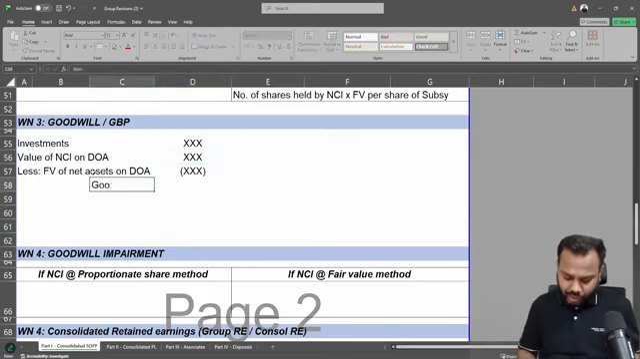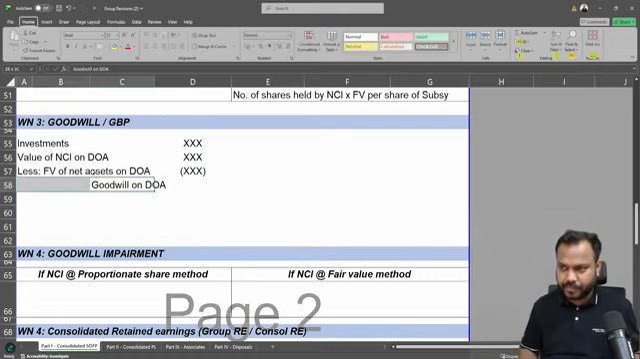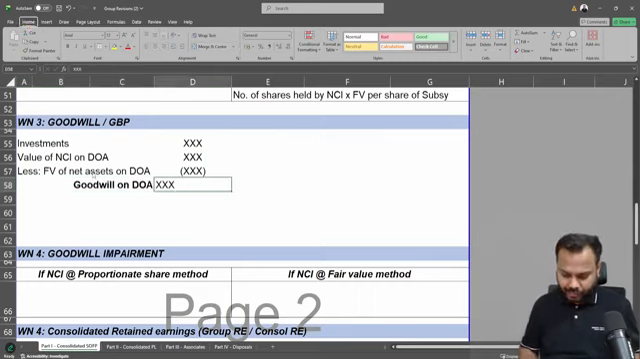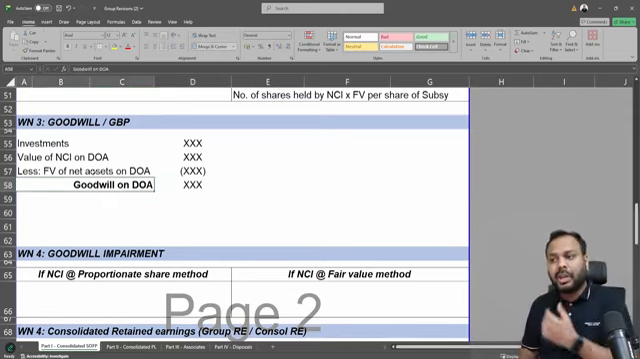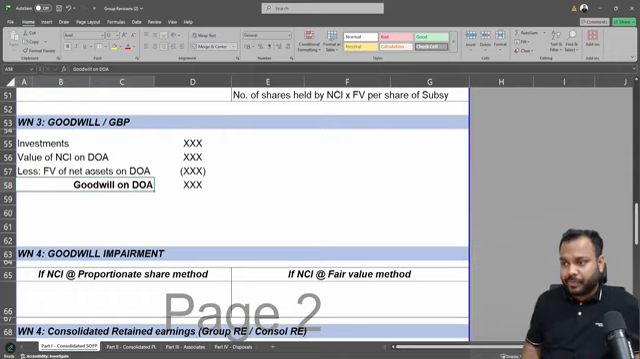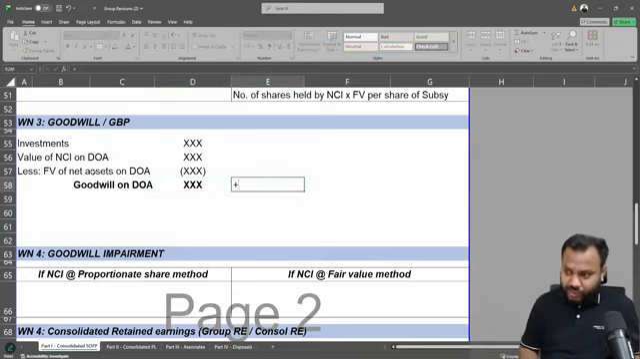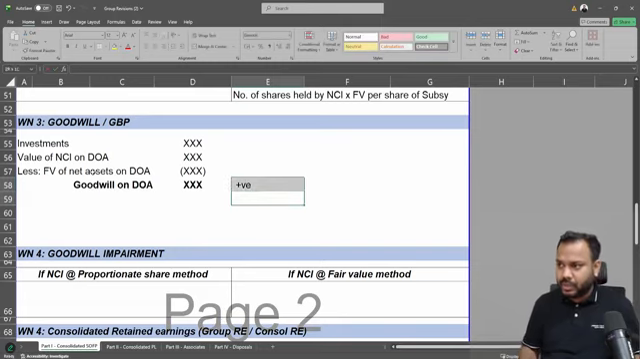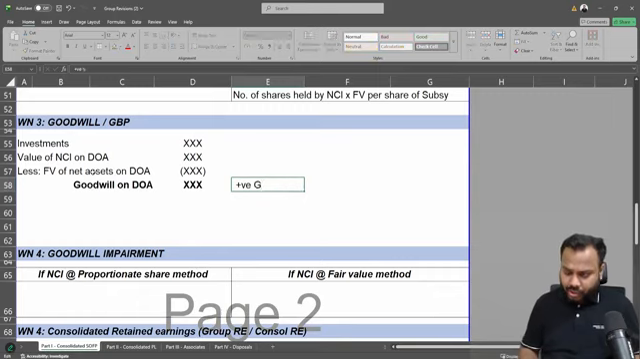So this will give you the goodwill on date of acquisition. Now, from goodwill on date of acquisition, please try to understand this figure. This figure, if positive, is your goodwill. This figure, if negative, is your gain on bargain purchase.